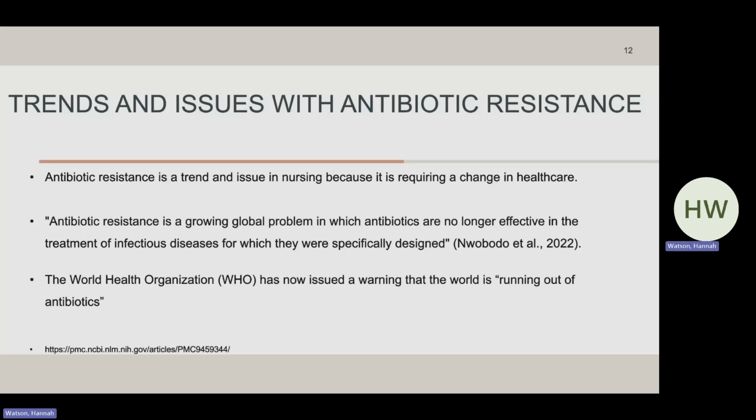As nurses, patient education is very important. We can teach patients to take antibiotics exactly as prescribed, complete the entire course of the treatment even if they start to feel better, never share their antibiotics with others, and avoid requesting antibiotics for viral infections. We can also encourage good hand hygiene and infection prevention practices to help reduce the spread of resistant bacteria.